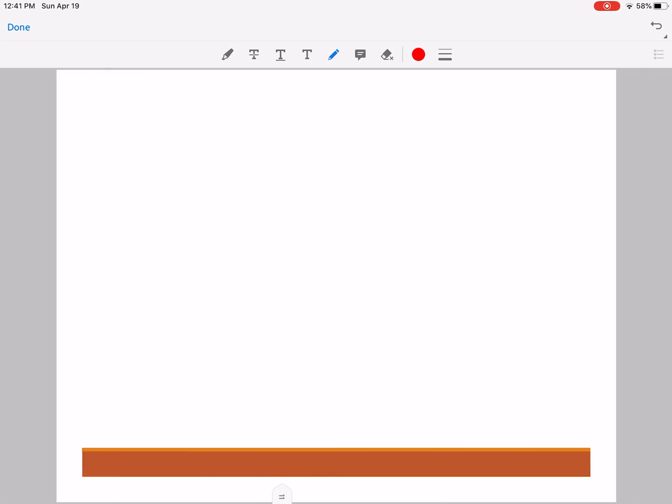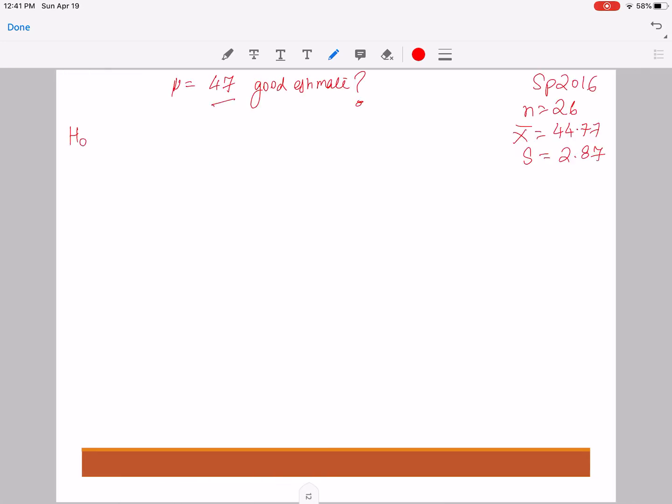So the very first step in hypothesis testing, step number 1, is to state your null hypothesis. And the null hypothesis is that the true mean mu is equal to 47. I believe that if students have an SAT score close to 1250, then the average of such students should be close to 47. It should be 47.